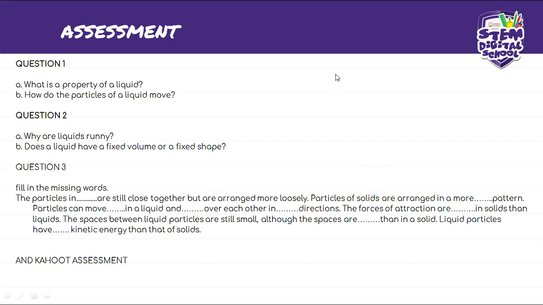So question one is saying, what is a property of a liquid? So we looked at them. How do the particles of a liquid move? You remember I was explaining the point. Why are liquids running? And does a liquid have a fixed volume or a fixed shape?